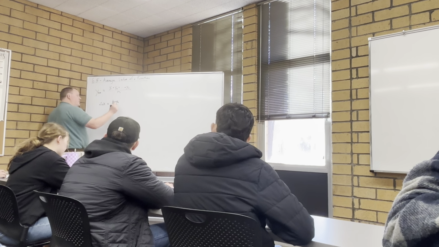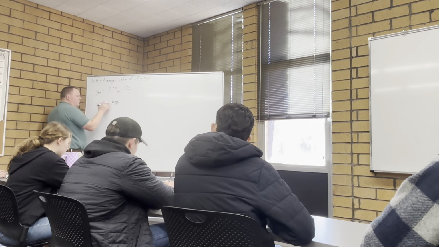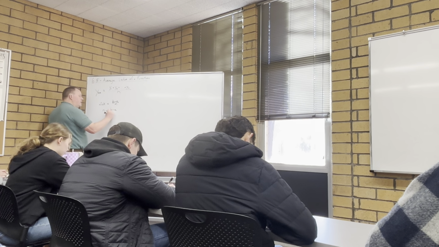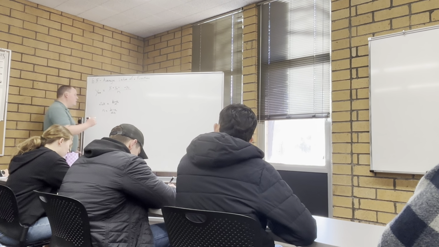And so we'll do that as follows. We're going to solve. We'll multiply both sides by n and divide by delta x. So we end up with n is b minus a over delta x. Okay, do I need to show the algebraic steps there? Good. Okay.